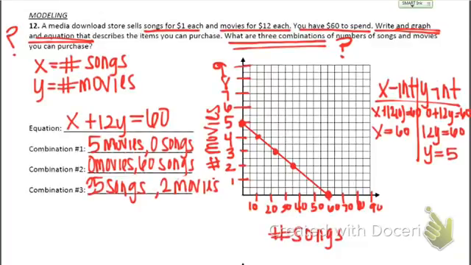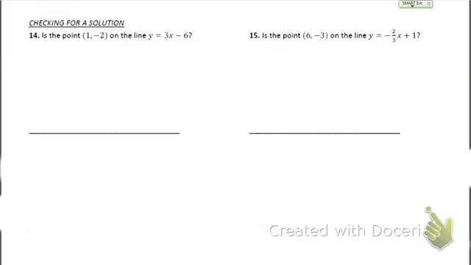On the previous example, a point is a solution to the graph if it lies on the line, right? Which means that I have to be able to plug in the x and y and get a true statement. So to check that a point is a solution, we plug in the x and we plug in the y and we look for a true statement. You can use that in the previous example to check that you got the right coordinates or the right combinations as well. So for number 14, is the point 1, negative 2 on the line?